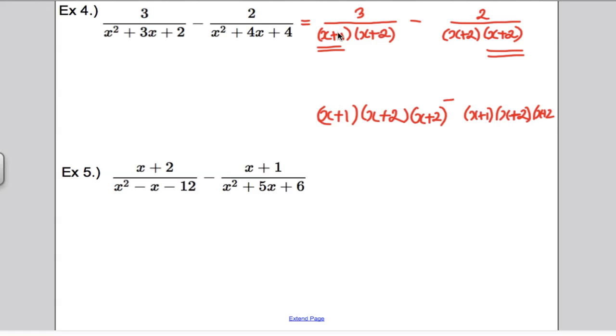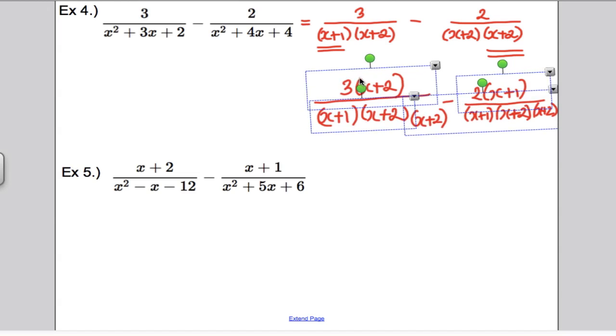Okay, what did you have to multiply this by to get that? Well, x plus 2, so we'd have 3 times x plus 2. What did you have to multiply this by to get the x plus 1 on the bottom? x plus 1. Okay, and now we're nearly ready to sort this out.